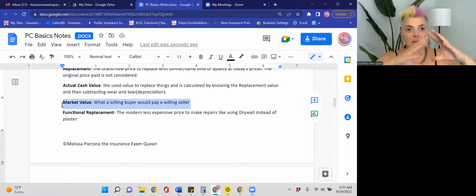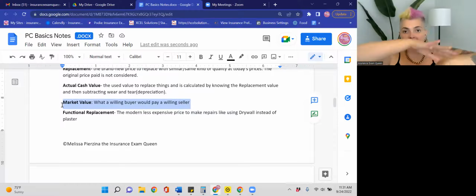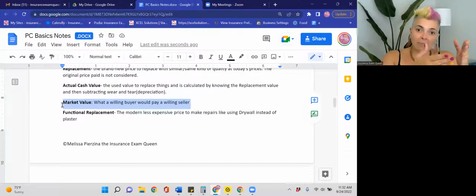on that house, you're getting the house, you're getting the land, you're getting the neighborhood, you're getting the popularity. That's what you're getting when you buy a house. That is the market value of the house. What a willing buyer would pay a willing seller is the market value. That has nothing to do with replacement.